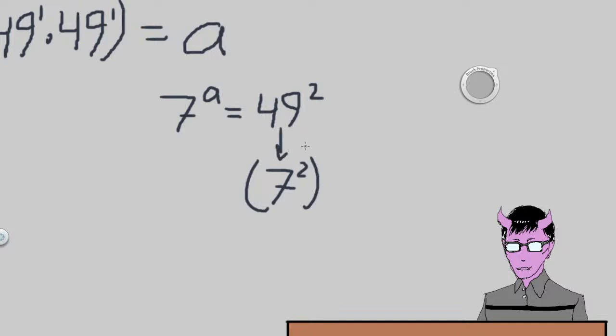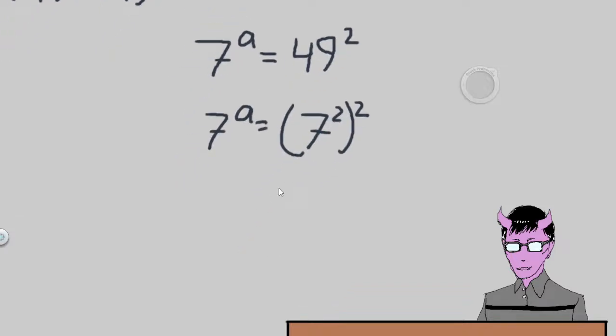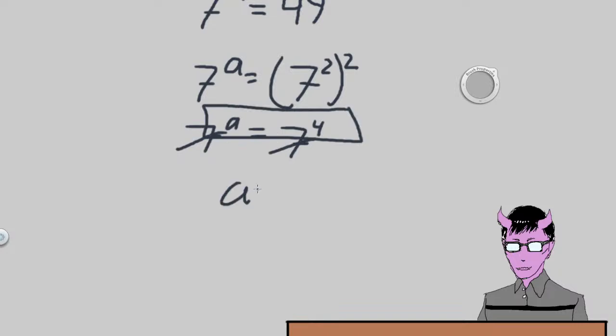So that is the 49, but don't forget the squaring on the outside. So double E squared. And then we use the distributive property of exponents. So we're going to get 7 to the power of 4 is equal to 7 to the power of a. So at this point, we have successfully matched the bases, so you drop the base, and then a is equal to positive 4, and then we're done.